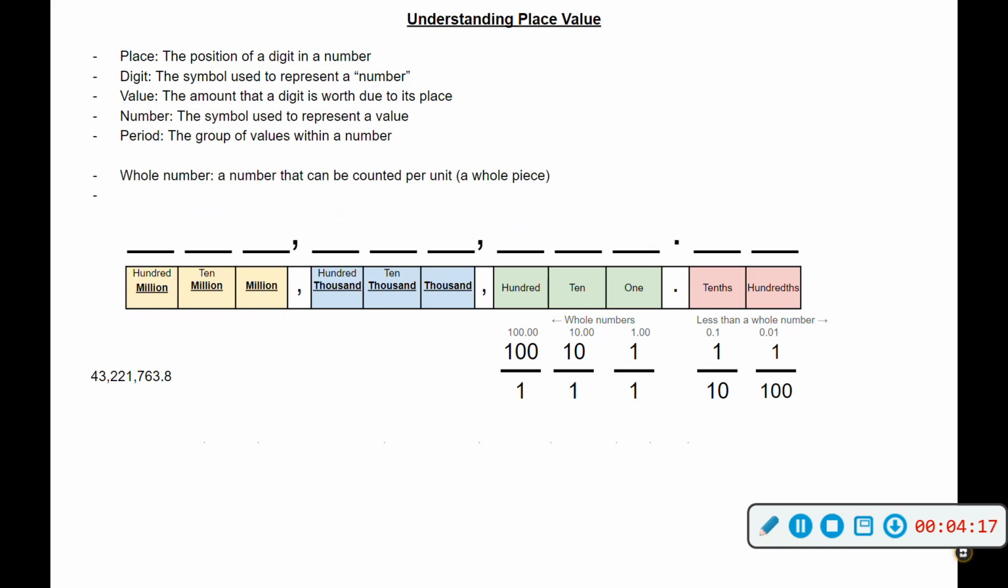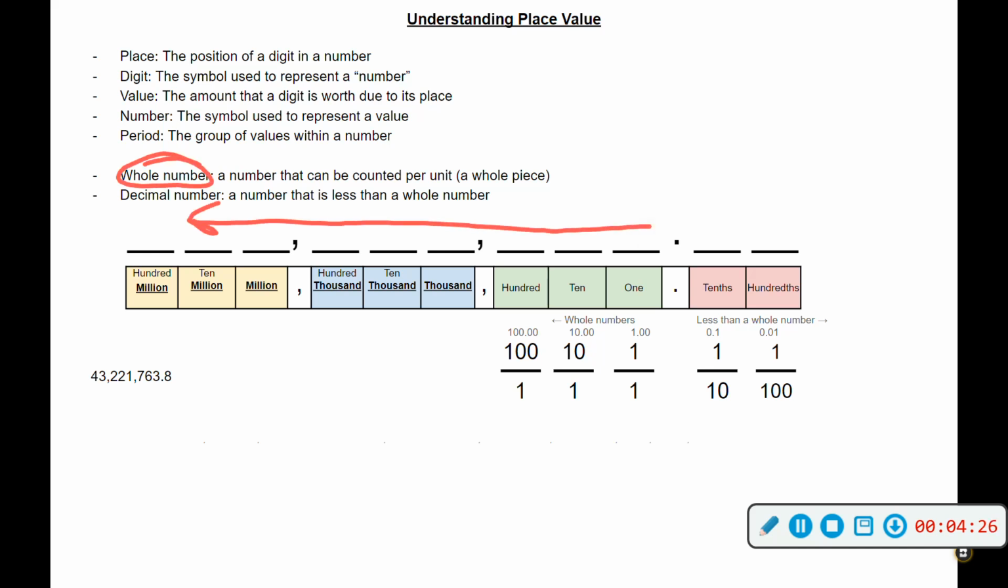Finally, I have a whole number and I have a decimal. As we said, everything that is to the left of the decimal are whole numbers. Everything that's to the right is a decimal number. A decimal number is less than a whole number. And a whole number means it could be counted per unit. That's what we added earlier.